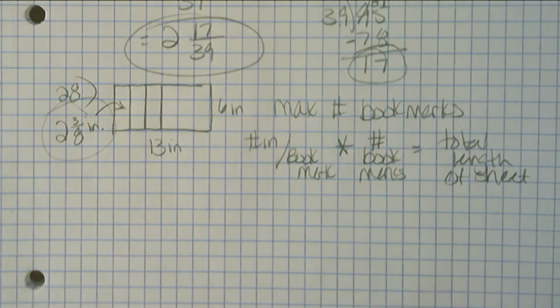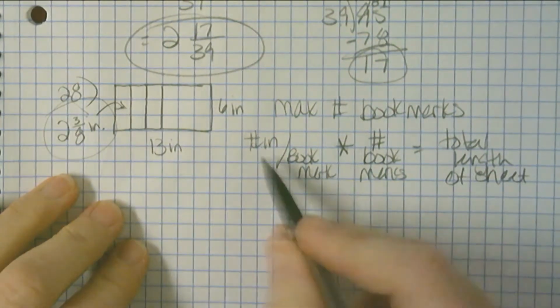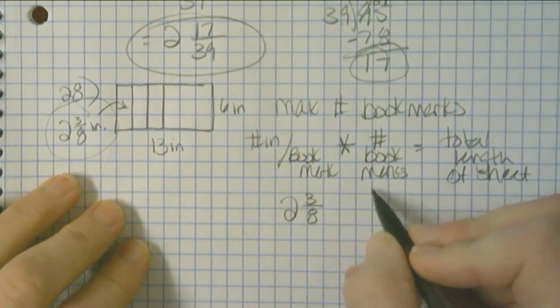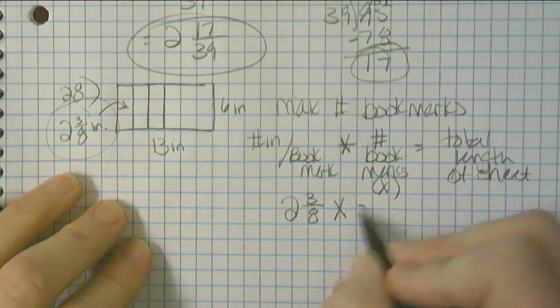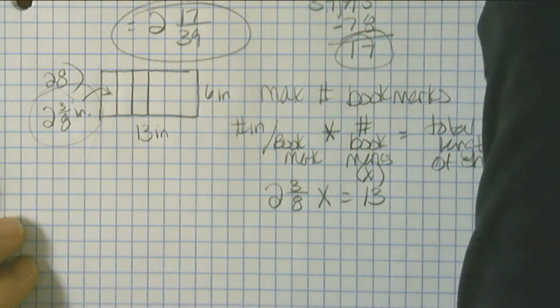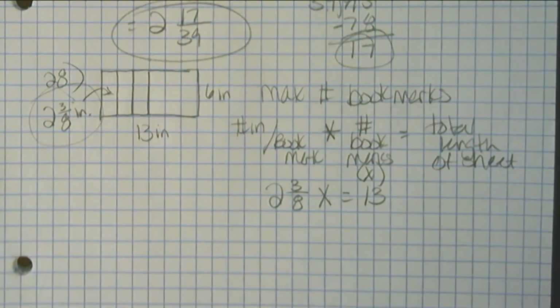All right, so now I'm just going to put my numbers in. Well, the rate, the inches per bookmark, is 2 3/8. I don't know my number of bookmarks. There is my x, and it's going to be equal to 13 inches. So, Cullen, are you good with that so far? Okay. Questions on that game plan?